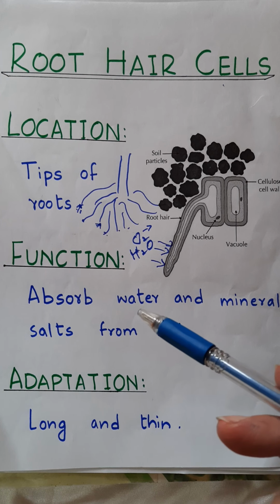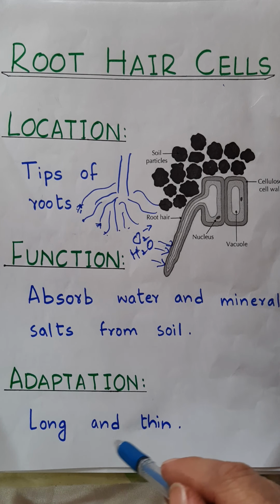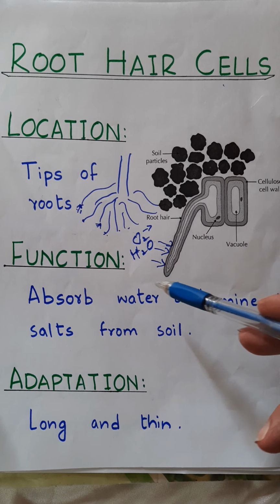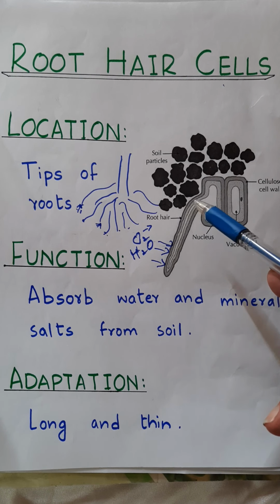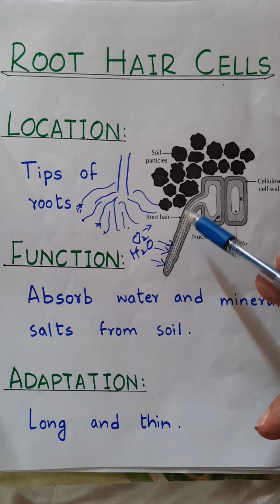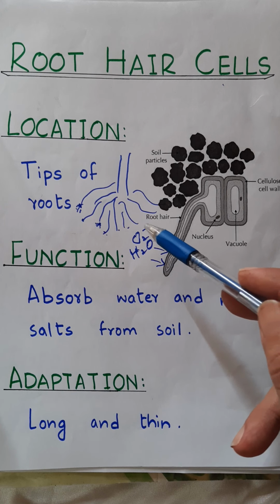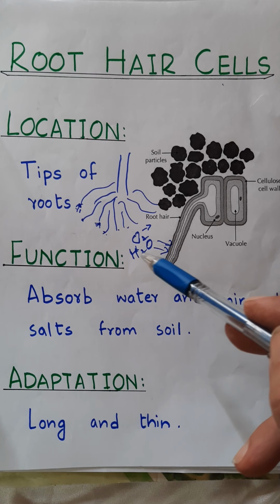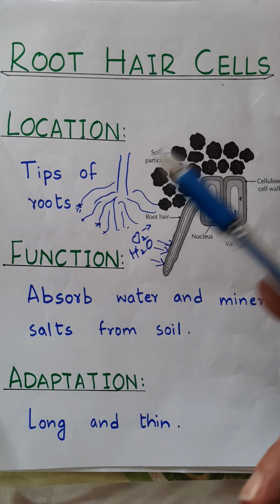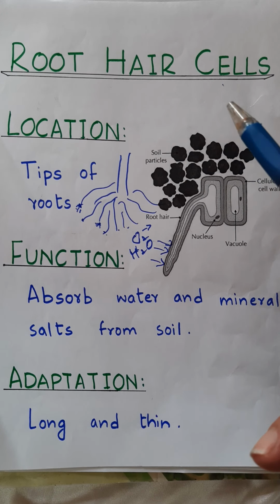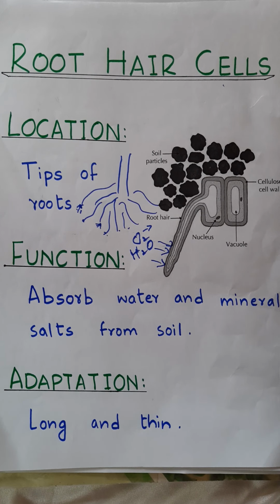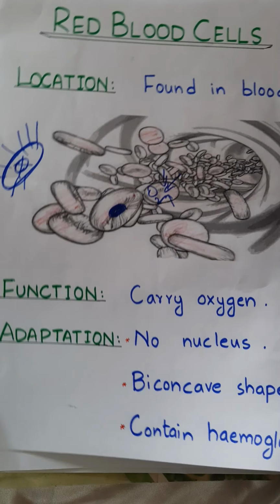Why do they do so? Because they are long and thin. See, this is the root hair cell and it has been shown under a microscope. It has a large surface area. They are thin and they have a large surface area to absorb more and more water and mineral salts from the soil. That is why root hair cells are considered to be the specialist cells in plants. Okay, now I am moving towards the animal specialist cells.